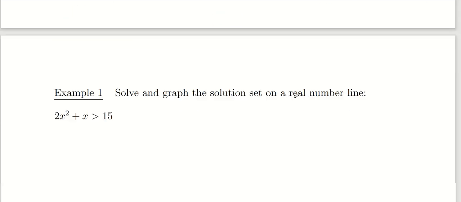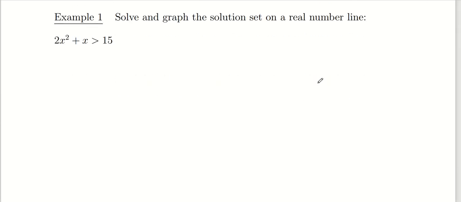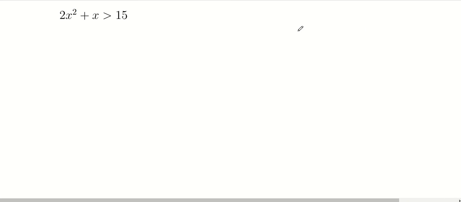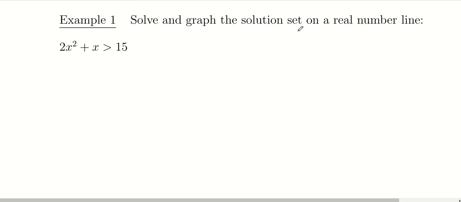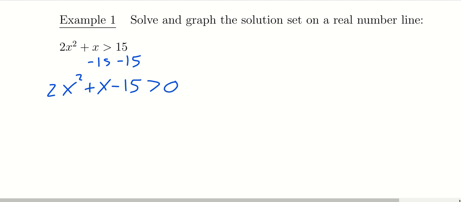Let's go ahead and take a look at one. In example 1, we're asked to solve and graph the solution set on the real number line. We have 2x squared plus x is greater than 15. So to begin, we want to put it in standard form. We need to get one side to be 0. So let's go ahead and subtract 15 from both sides. This gives us 2x squared plus x minus 15 is greater than 0.